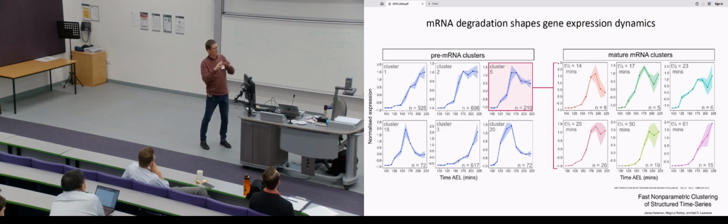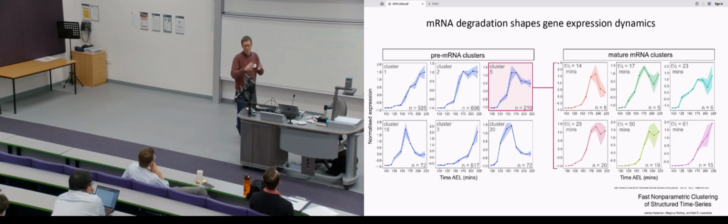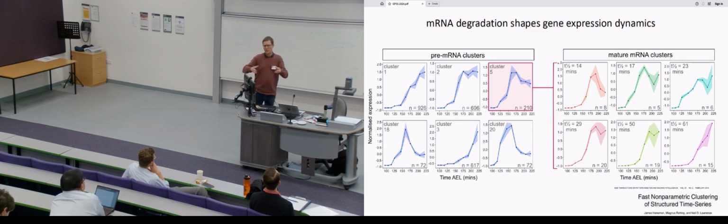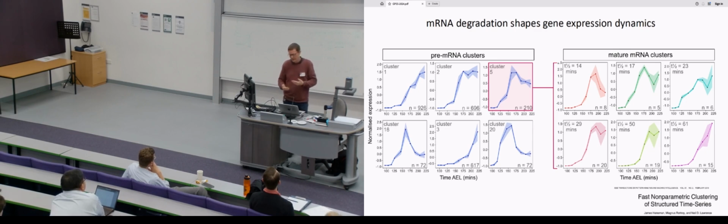Because of the half-life of the mRNAs within that set of genes, they themselves have very different dynamics. So it looks like the half-life is really determining the shape of the gene expression response. If you want to understand how gene expression is regulated in embryogenesis, it's going to be important to take degradation into account. If you don't, your models for how gene regulation happens are not going to be capturing things correctly.